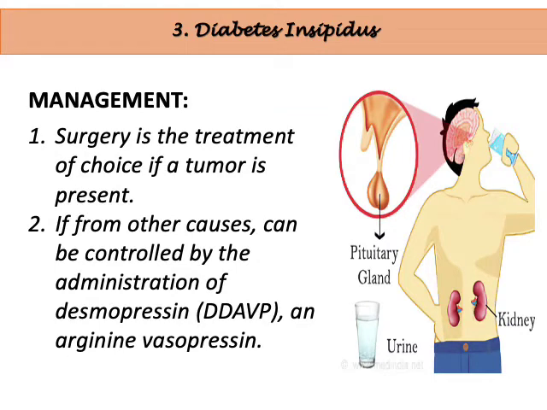Management: surgery is the treatment of choice if a tumor is present. This will relieve pressure on the posterior pituitary gland and allow secretion of enough ADH. Second, if from other causes, can be controlled by the administration of desmopressin. Desmopressin can be given IV, per oral, or intranasal. It has a long duration of action, about 15 to 21 hours.